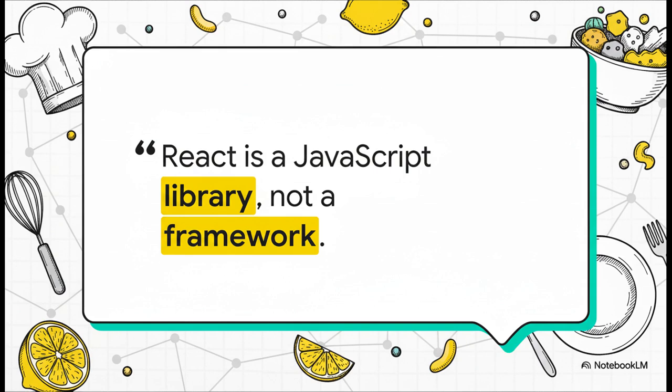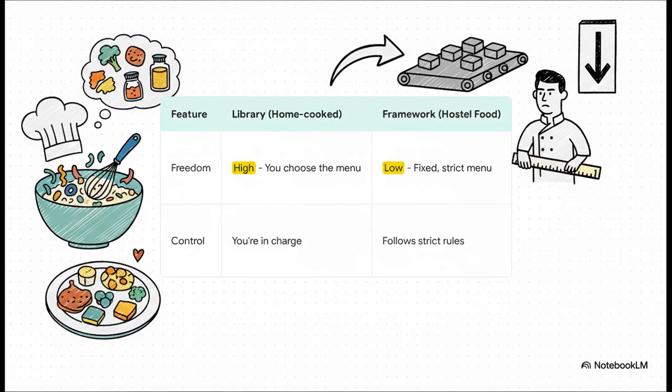And the best way to get it? Let's talk about food. A framework is kind of like hostel food. You get what you're given, you have to follow a strict menu and a set of rules. But a library, like React, that's like home-cooked food. You have total freedom and control, you get to choose your own ingredients and build exactly what you want, creating the perfect meal, or in this case, the perfect application.